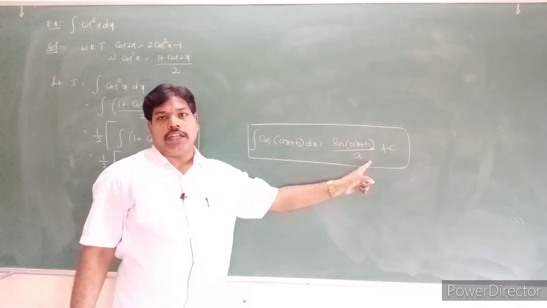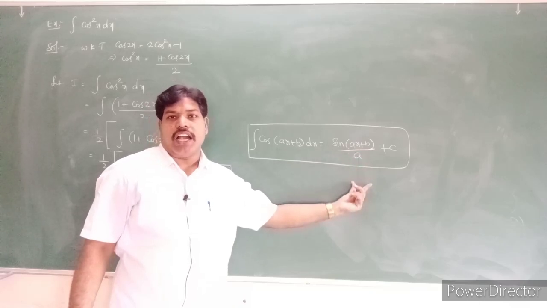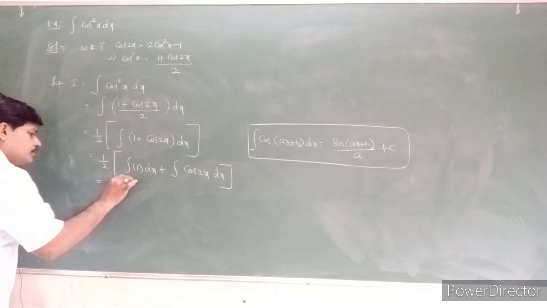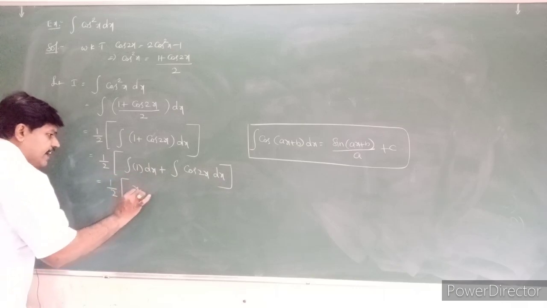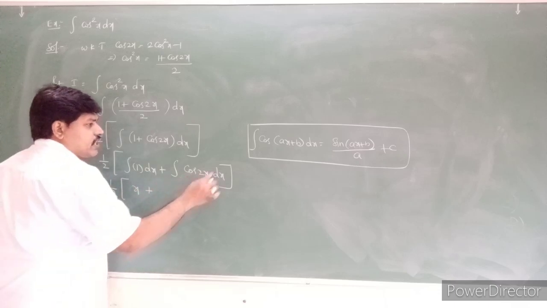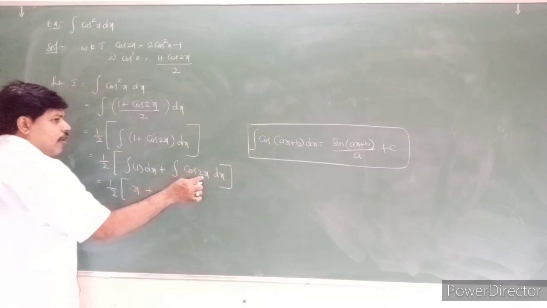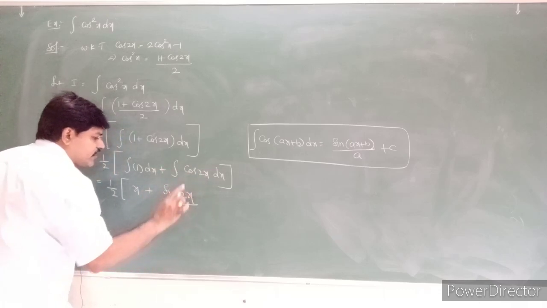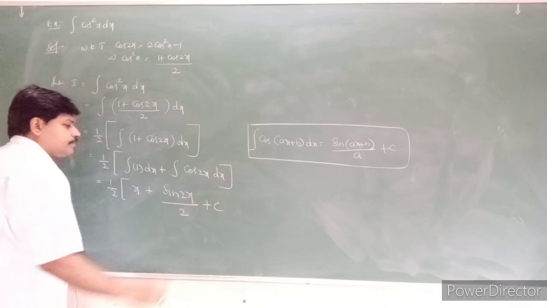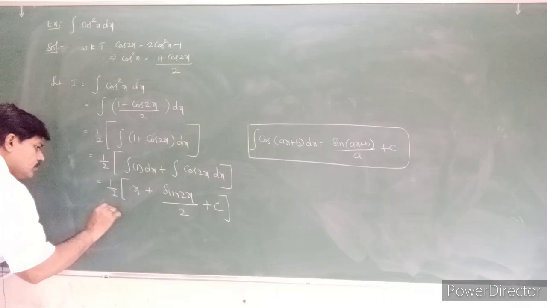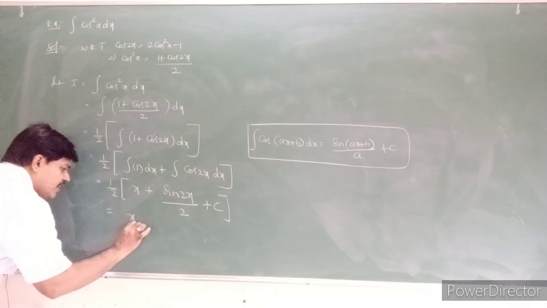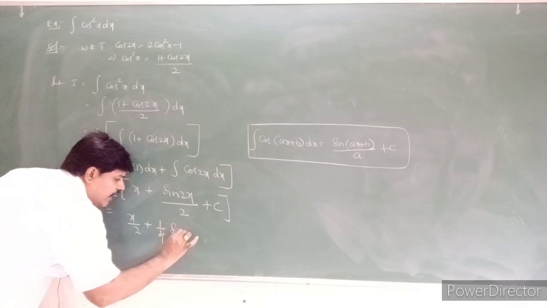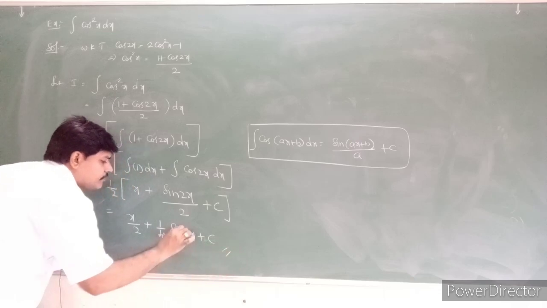The integral of cos(ax + b) is sin(ax + b), and the derivative of ax + b is a, which you will get in the denominator. Okay, so that is the formula. So that implies 1/2 into the integral of (1 + cos 2x). The integral of 1 is x, and cos 2x is in the form of cos(ax + b), so its integral is sin 2x divided by 2, the derivative of 2x, plus c. Multiplying with the 1/2, it becomes x/2 + 1/4 sin 2x + c.